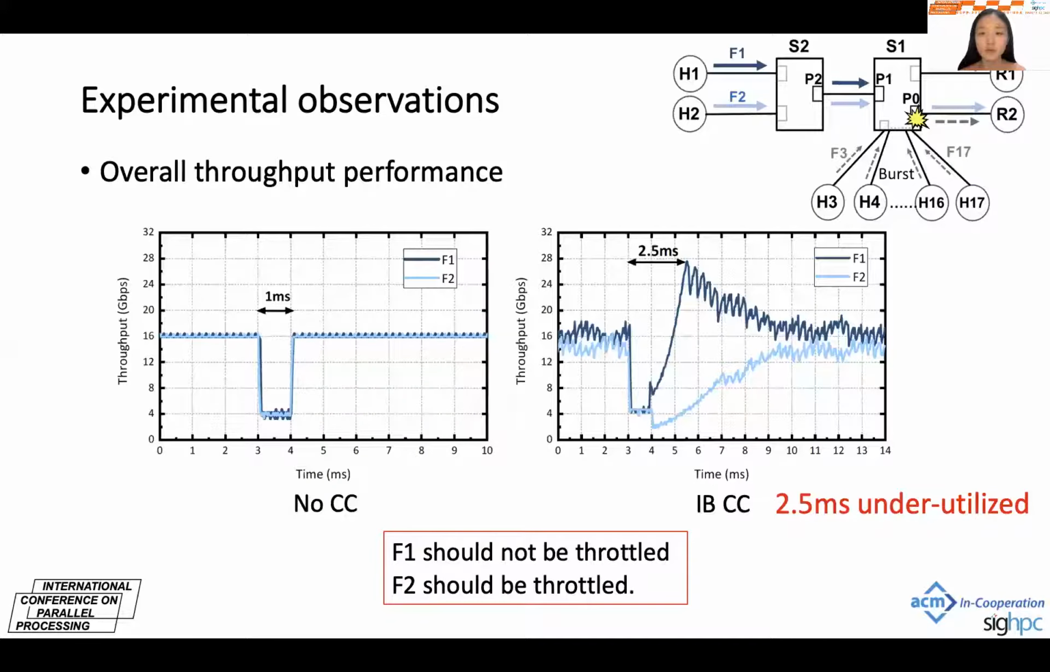The overall throughput performance is shown in these figures. Ideally, F1 does not contribute to the congestion at port P0, so it should not be throttled during burst launching. F2 is congested and should have its rate reduced properly. The results show that without congestion control, the victim flow F1 has the same throughput as the congested flow F2. With IBCC, F1 still has throughput loss for about 1.5 milliseconds, and the link from P2 to P1 is underutilized during this period of time.